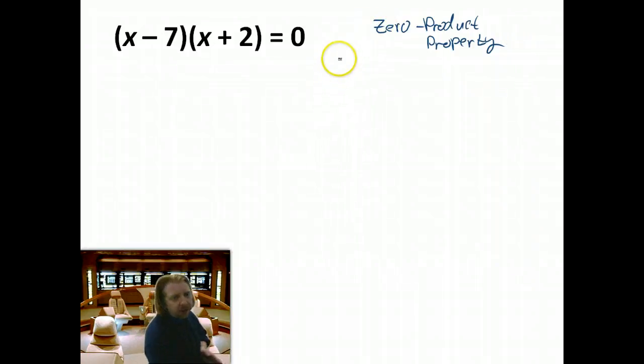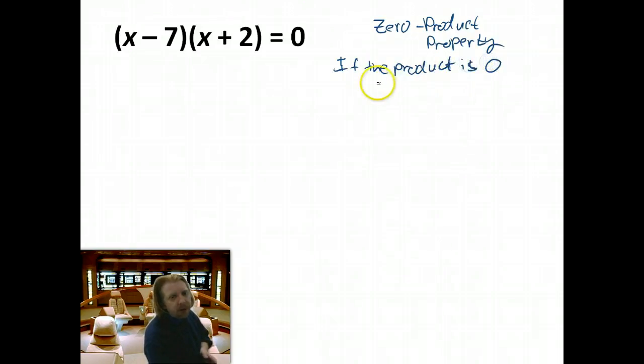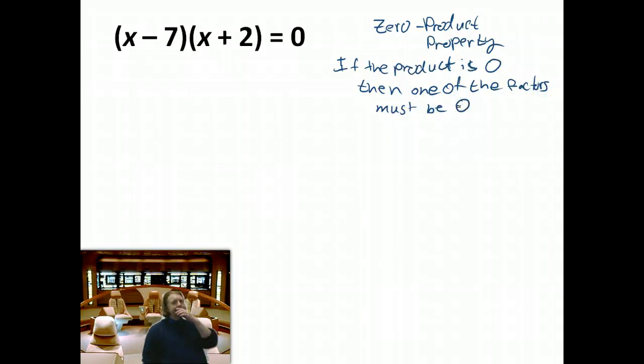In language, we would write that it says basically, if the product is 0, then one of the factors must be 0. And that's what we're going to be doing here.